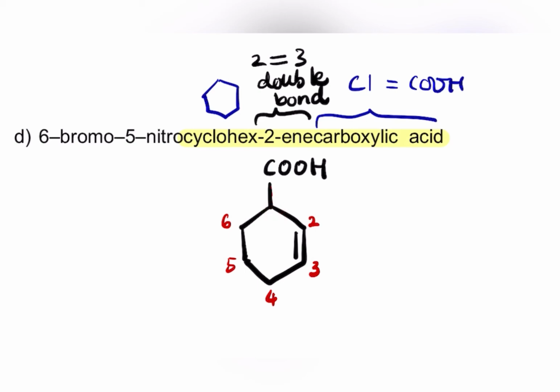And after that, let's continue with the substituents. At carbon number 5, you have nitro. So I'm going to put the bond first, attached to nitrogen with 2 oxygen atoms. This is NO2 for nitro. And the next one, you have at position carbon number 6, you have bromo. Put the bond first, and after that, attach to Br. So this is structure D. So please take a look at the naming carefully.